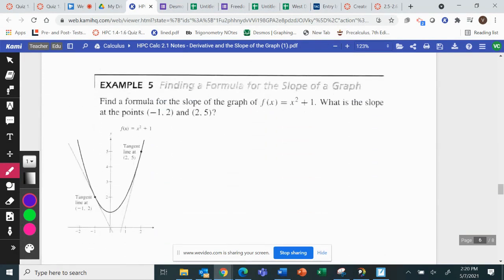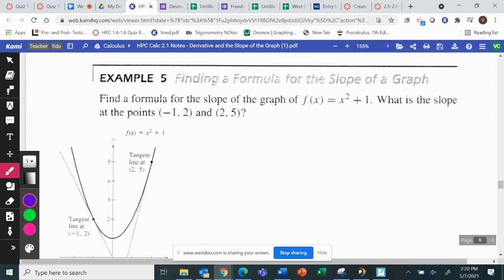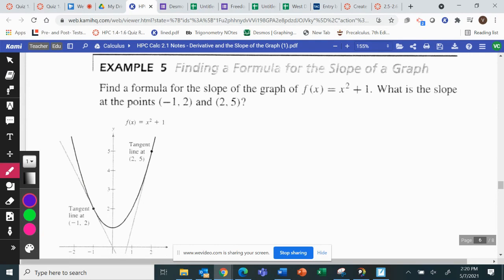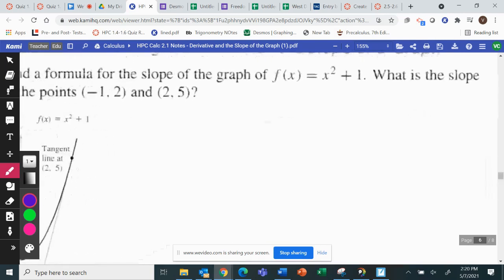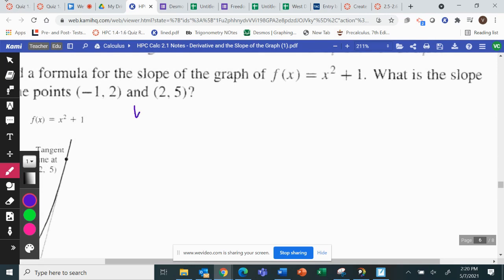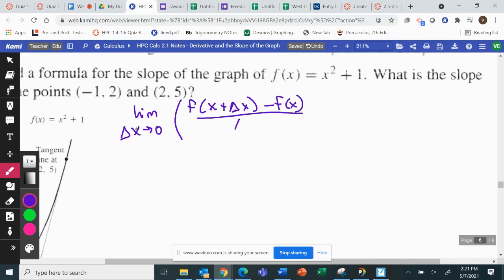So we're going to find the formula for the slope of the graph, but this time the graph is not a line. And this is going to work for any point on the graph. And then we'll prove it by finding the tangent slope at different points that are definitely different slopes. So we're going to do the formula for the slope of the graph of f of x equals x squared plus 1. So we'll start with limit as delta x approaches 0 of f of x plus delta x minus f of x over delta x.